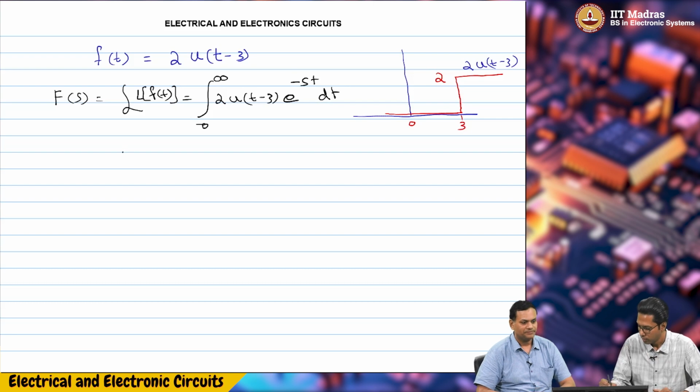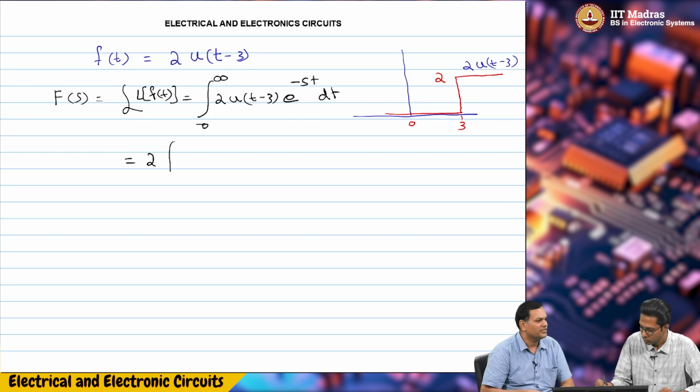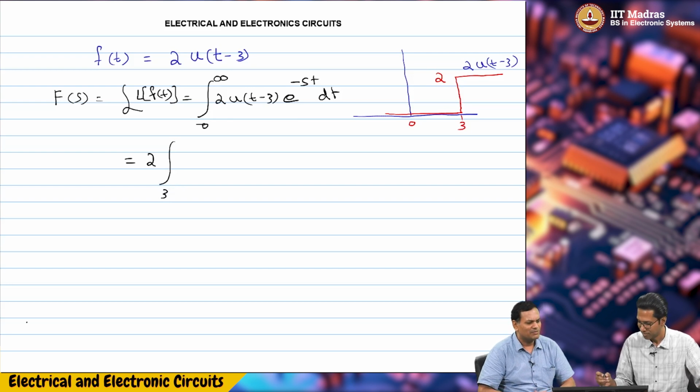So 2 we can take outside. And below 3 the value is 0, so we can just integrate from 3 to infinity. We can change the limit, so instead of 3 minus we can now just say 3. We are familiar now. So we'll say 3 to infinity e power minus st dt.